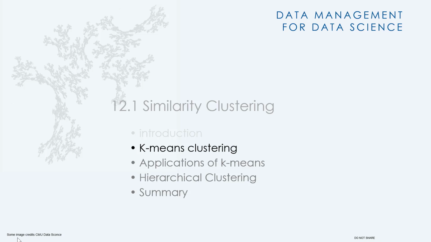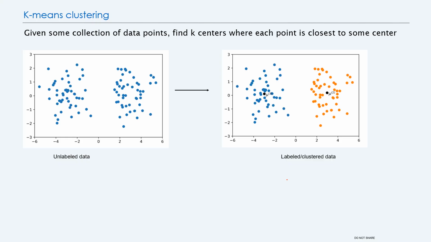Okay, welcome back. So now let's take a look at an algorithm for clustering called k-means clustering. So what's the idea here? Suppose you're given points. Here we are looking at two-dimensional points in 2D space, and that means each point has two coordinates.